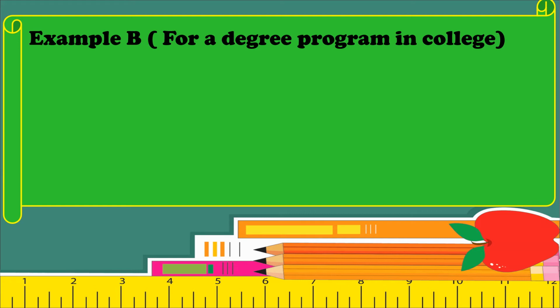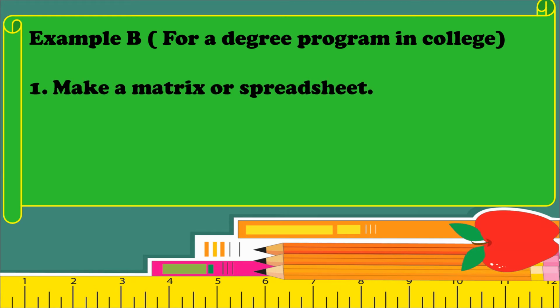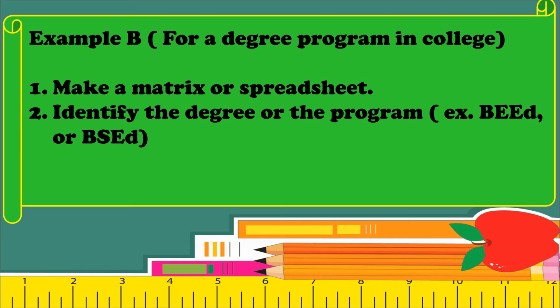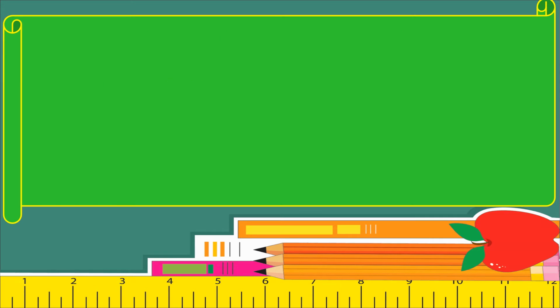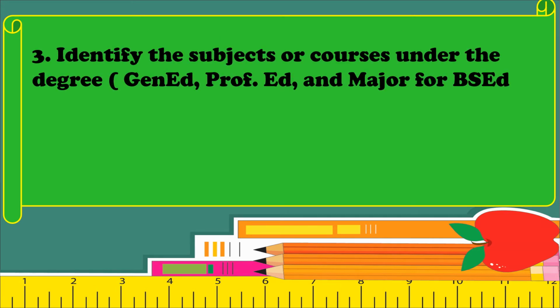Example B is for a degree program in college. Same as example A, you are going to make a matrix or a spreadsheet. Next, identify the degree or the program, for example, B.Ed or BS.Ed. Identify the subjects or courses under the degree, if it is Gen Ed, Prof Ed, and major for BS.Ed.